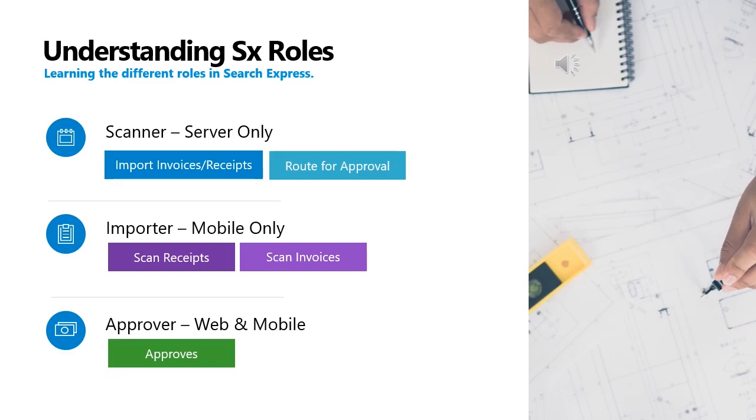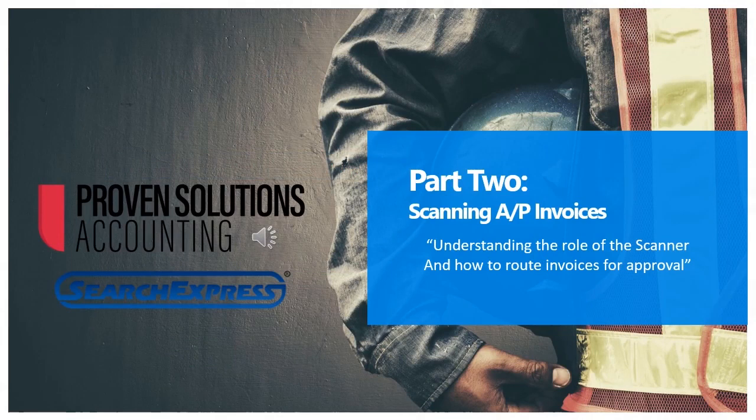Now that you understand the different components that make up Search Express, as well as the different roles, we're going to start with scanning AP invoices on the server side and routing them for approval onto our job management team.